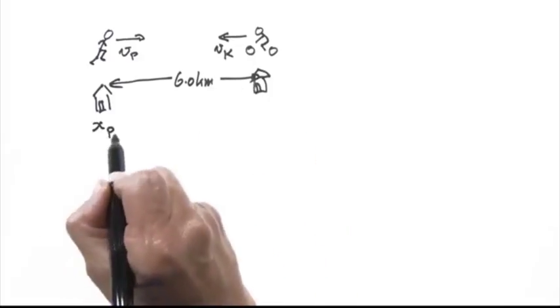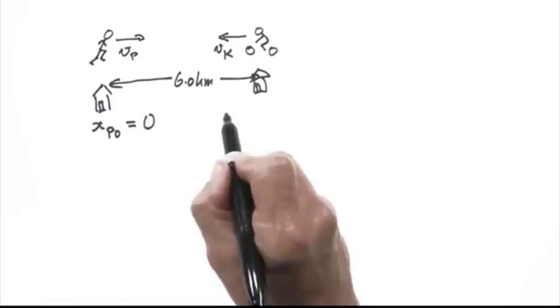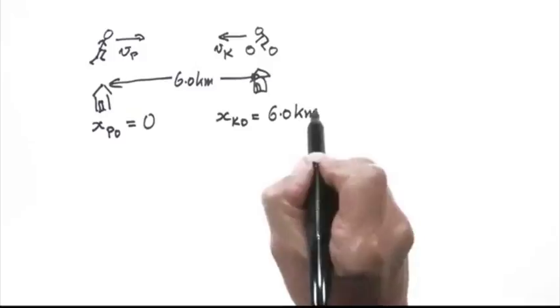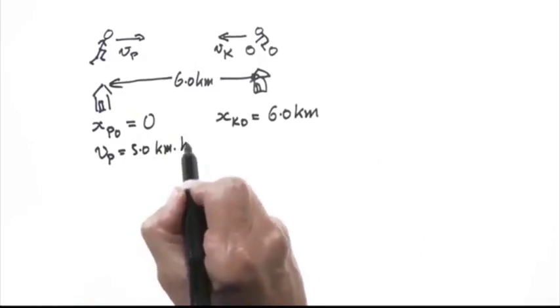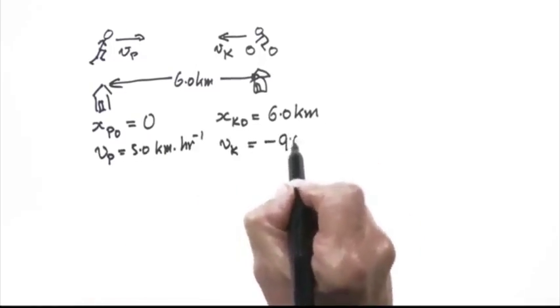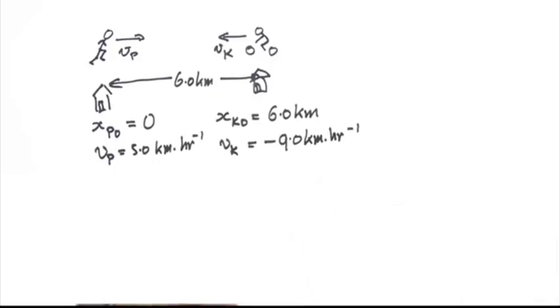Note that I add the given information to my sketch. Note also that Peter's velocity is positive, but that Kate's is negative. Her speed is 9.0 kilometres per hour, but she's travelling in the negative x direction, so negative x velocity.